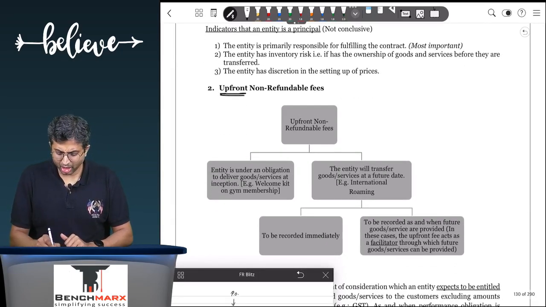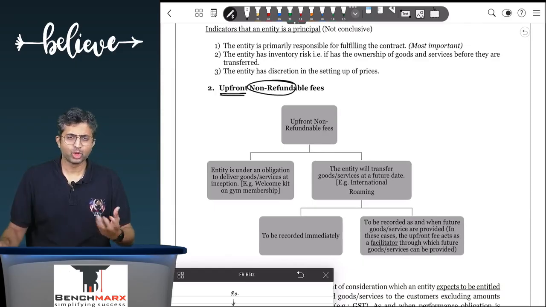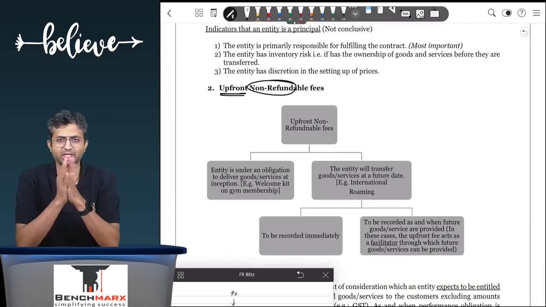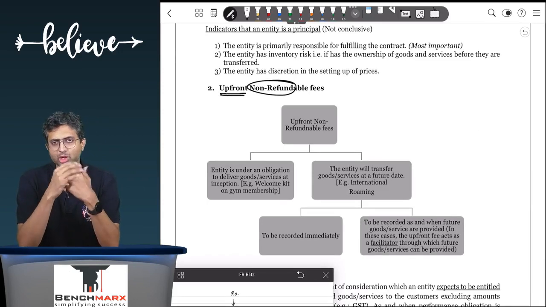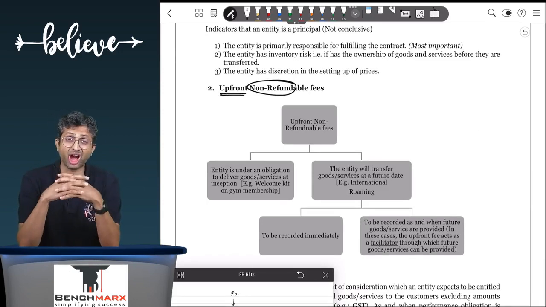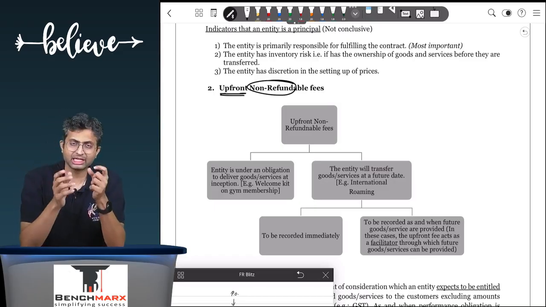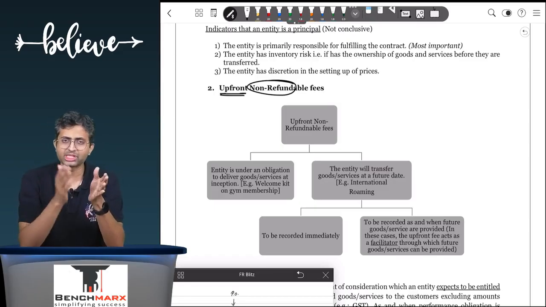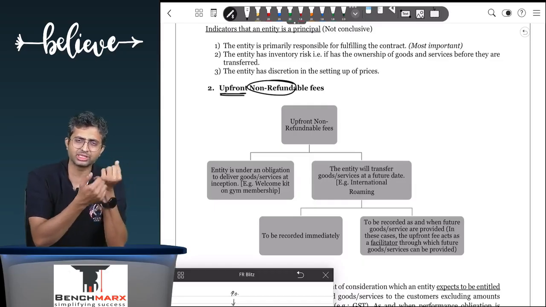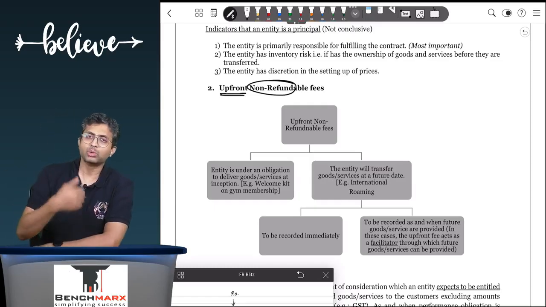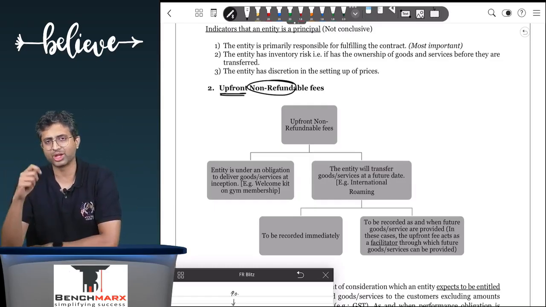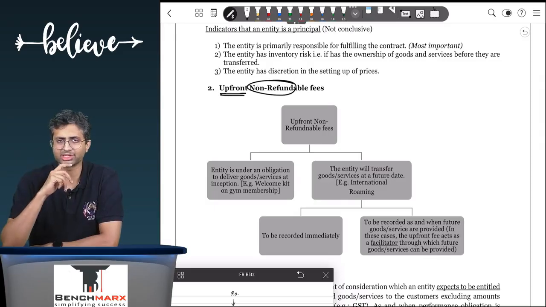In certain cases you have upfront and non-refundable fees, where you might, let us say, take a telecom connection and be charged some activation charge. Now against that activation charge, are you rendering any service? If the answer is no, then this is not a separate promise. However, it is a consideration received which is a facilitator for the other promises. So that activation charge will be recognized as income as and when the remaining voice and data income is recorded by, let us say, the telecom provider like Airtel.